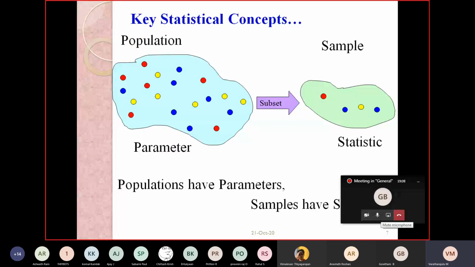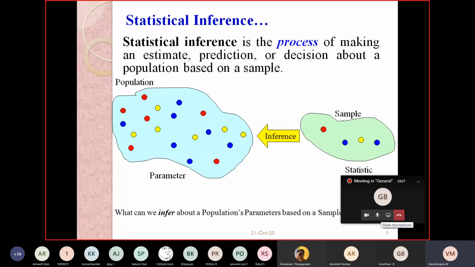Here, all the samples have been taken in the statistics. In statistics, we have the red, yellow, and the blue. In blue, we have two samples, and this is a very important key concept in statistics. And from the inference from the sample, we are going to infer what will happen in the population.